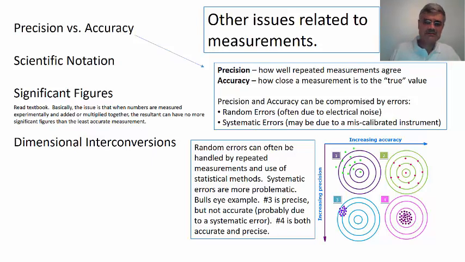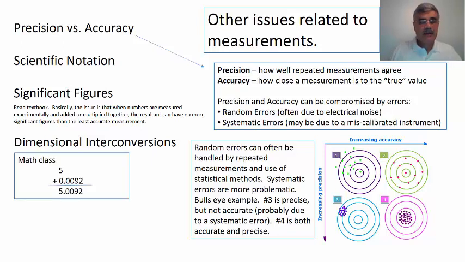My advice here is to take a few minutes and look through the pages in the textbook. This is kind of a boring thing to go over in class, I'll admit that. But basically, the issue is that when numbers are measured experimentally, and we add or multiply these together, the resultant product or sum can have no more significant figures than the least accurate measurement. That's basically the concept.